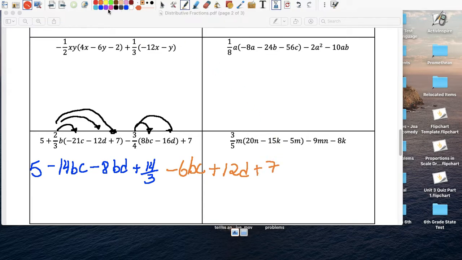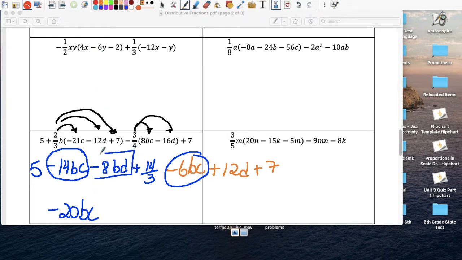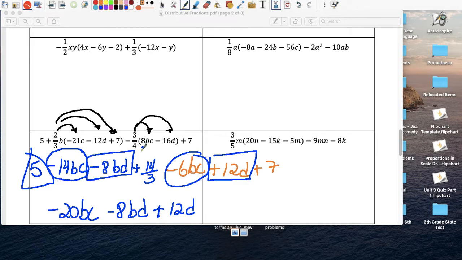Combine like terms, yes. Let's start with the letters. There's a bc over here, and there's a bc over here. That's negative 14 minus 6 gives us negative 20bc. This bd, put it in a rectangle. There's no like term, so that stays 8bd. Plus 12d also has no like term, so it's just plus 12d by himself. And then we have a positive 5. Let me put a triangle here. Positive 5, positive 14 over 3, and then a positive 7.